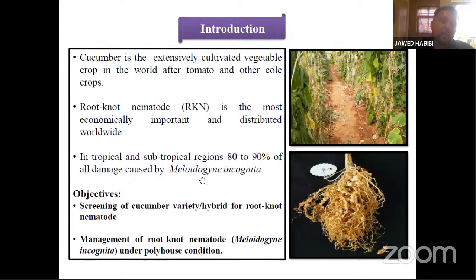Among all diseases, plant parasitic nematodes are also important. Among the plant parasitic nematodes, root-knot nematode is the most important, distributed worldwide, especially Meloidogyne incognita, which accounts for around 80 to 90% of all damage caused by Meloidogyne species in tropical and subtropical regions. The objective of my work was screening of cucumber varieties for root-knot nematode and management of root-knot nematode under polyhouse conditions.